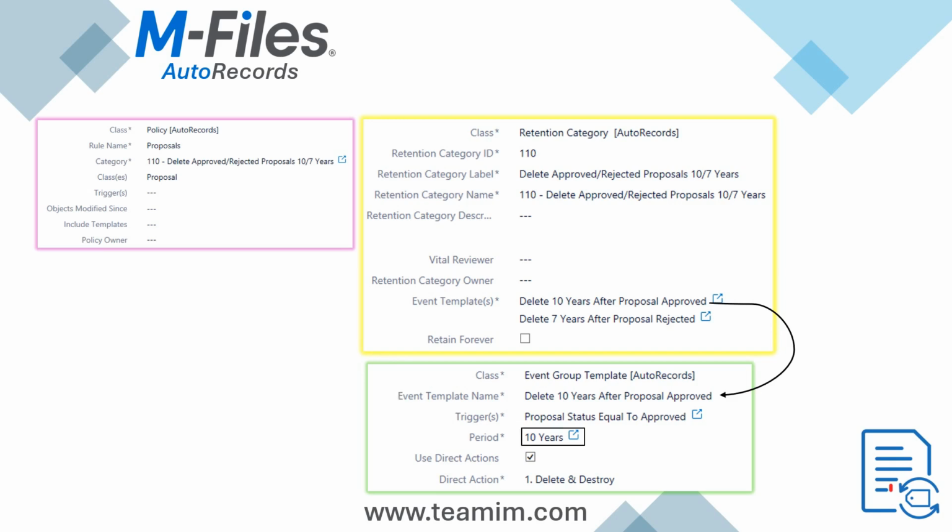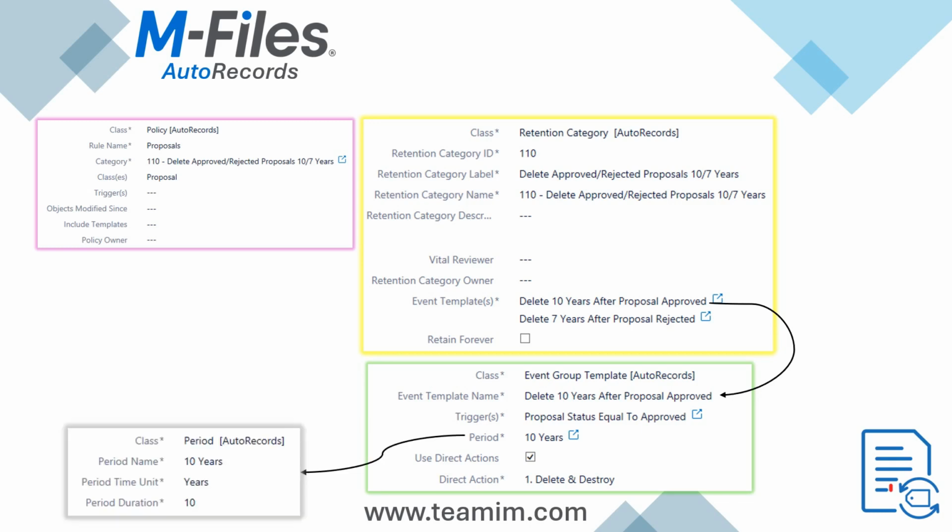With the triggering criteria set, we need to specify how long to wait after the trigger is true before performing the action. We specify a time period which consists of a period of time, which we will set to years, and then set 10 as the duration. And with that, our period is set up.